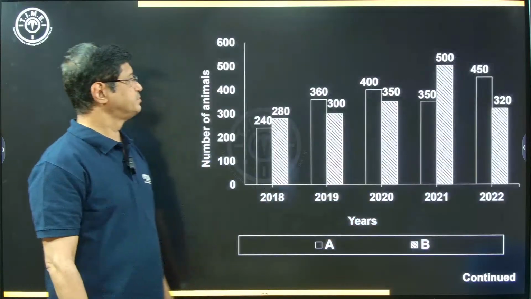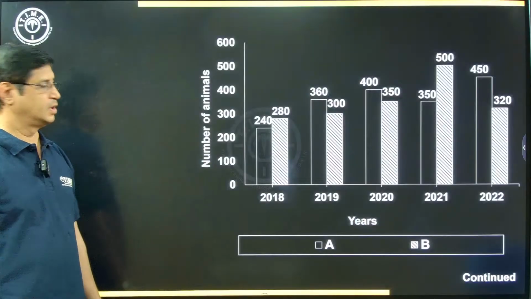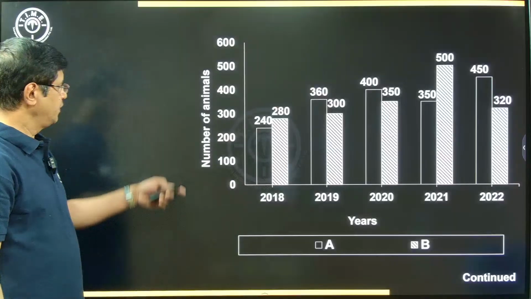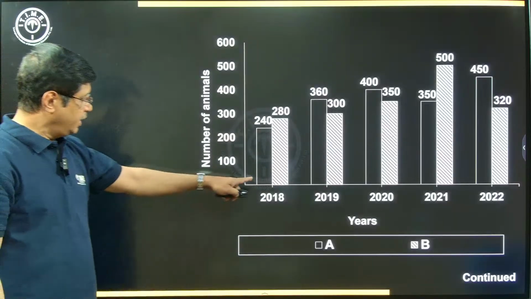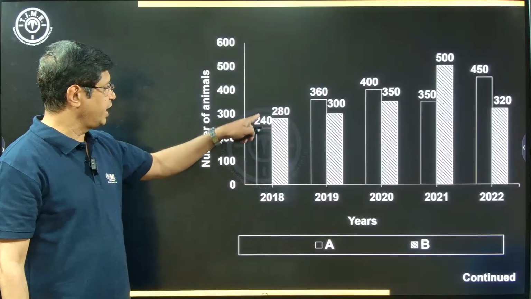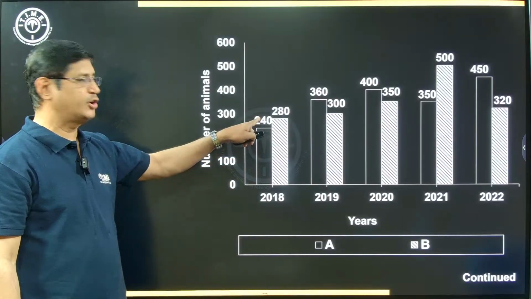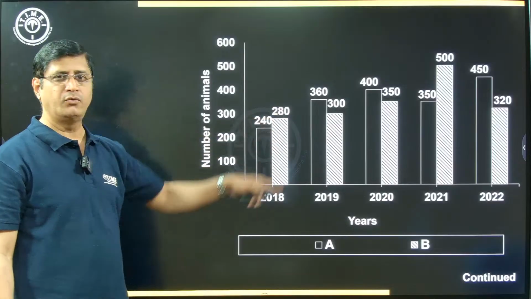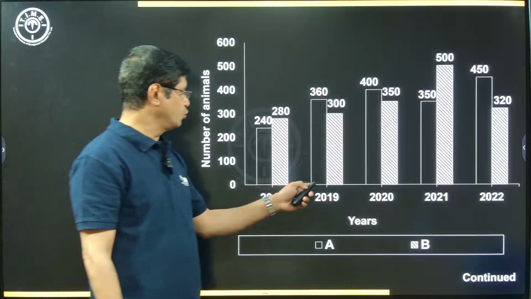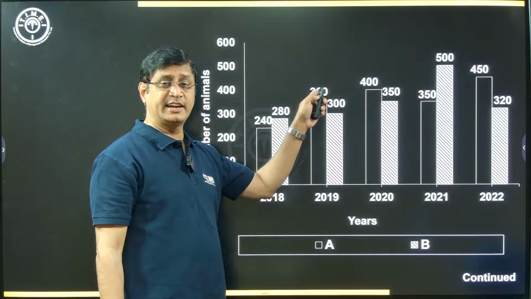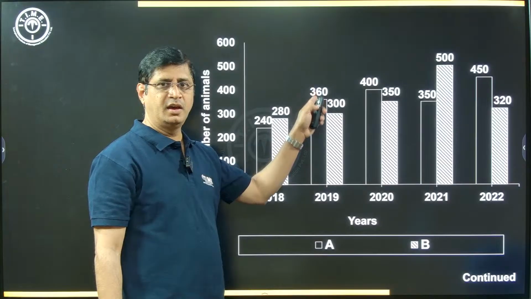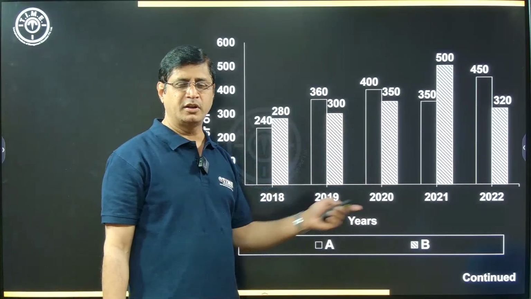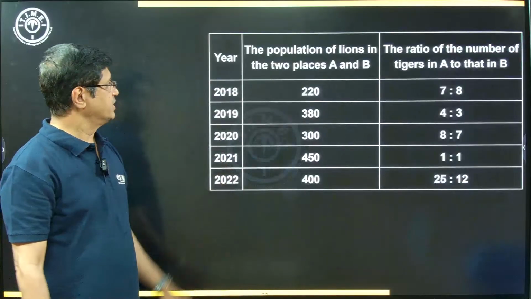Okay. So we have a table as well as a bar graph, which is providing information on the number of lions and the tigers. Look at the bar graph. Here places A and B, 2018, 19, 20, 21, 22. Number of animals. In place A, in 2018, the number of lions and tigers is 240. In place B, the number of lions and tigers total 280. Similarly, 2019, 360 lions and tigers total number in place A. In place B, the total number of lions and tigers is 300. The same logic is applicable for the remaining years. Just look at the table.